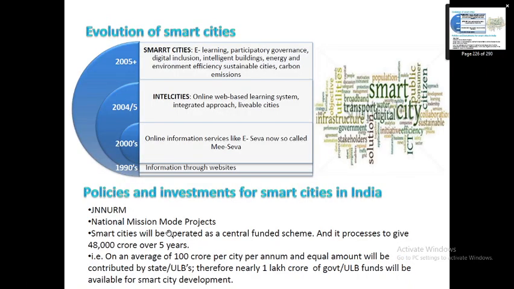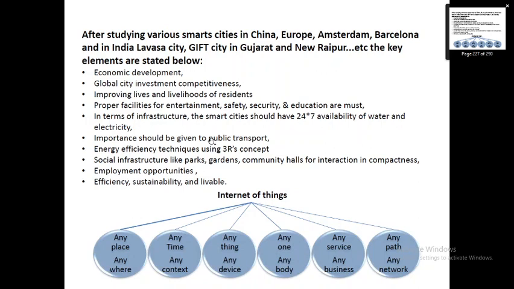So, 100 smart cities were planned under JNNURM, and 48,000 crores were to be invested. So these smart cities have e-learning, participatory governance, digital inclusion, intelligent buildings, energy and environmental efficiency, reduced carbon emissions, an online-based learning system, and livable cities, etc. E-seva, banking facilities, everything coming on an information technology platform was a smart city until they understood that smart cities are much more than that. So after studying smart cities in China, Europe, Amsterdam, Barcelona, etc., and Indian ones like Lavasa city, Gift city in Gujarat, and New Raichur, etc.